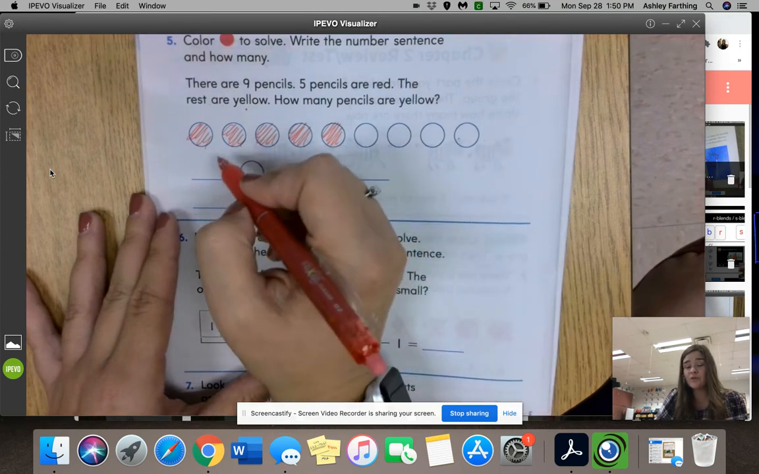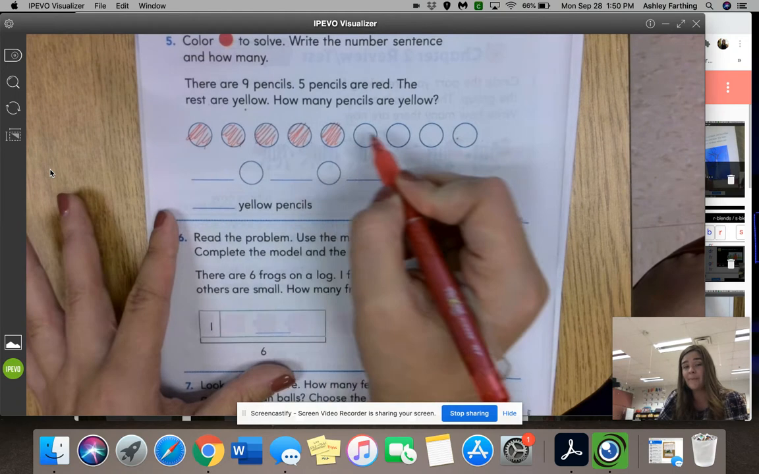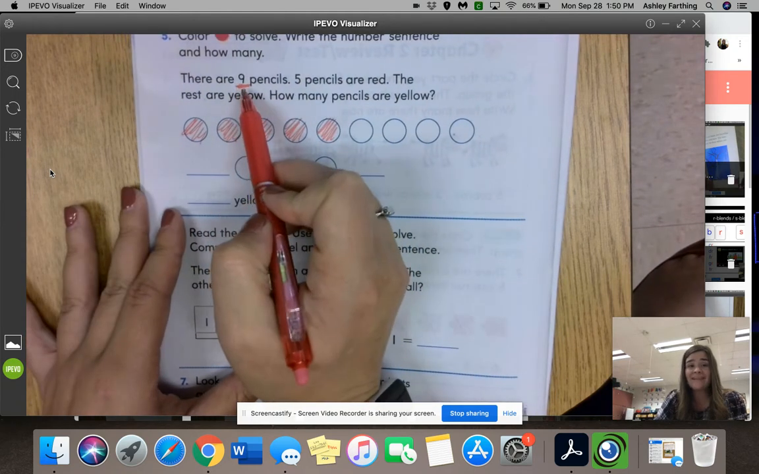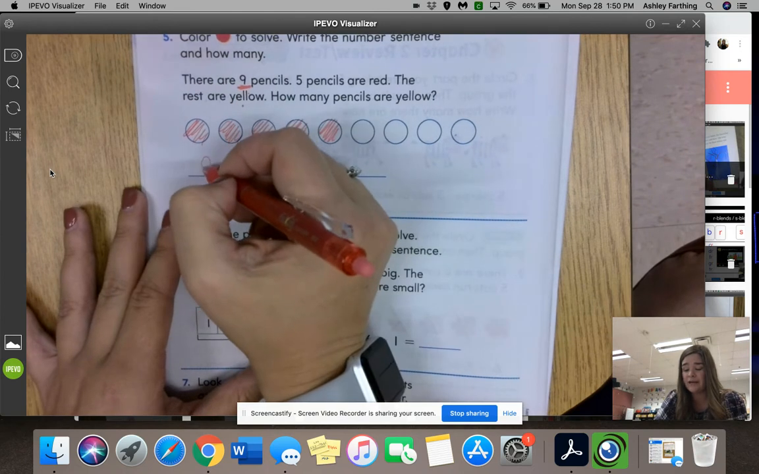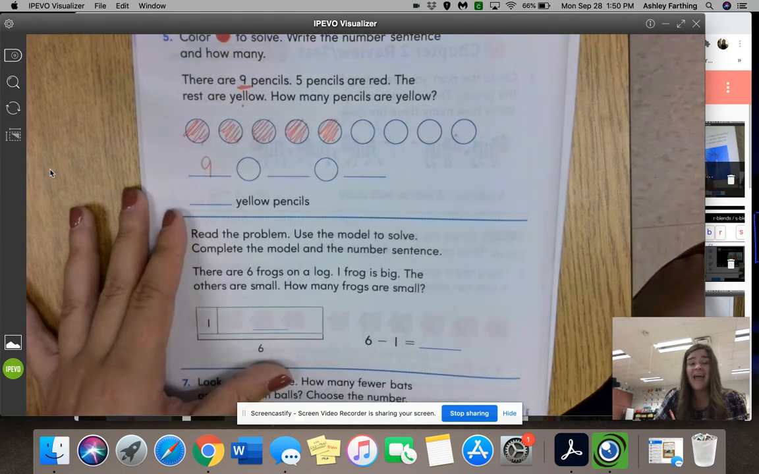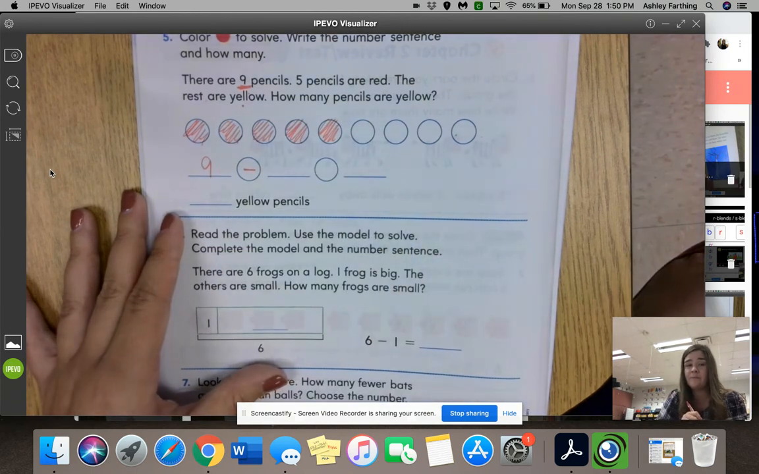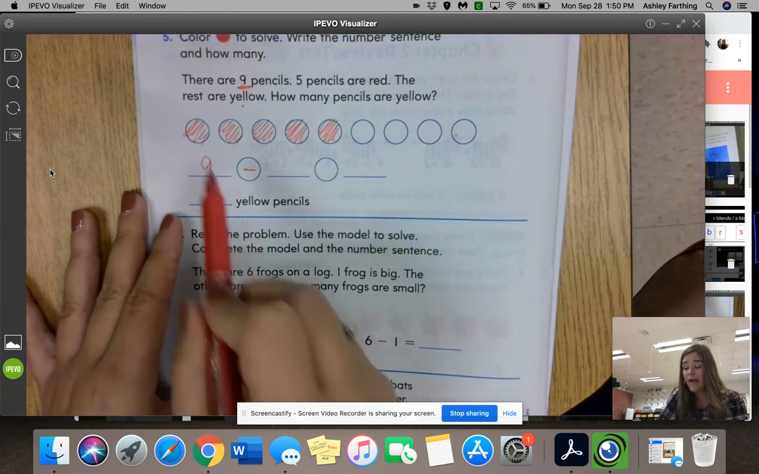So in subtraction, we always start with our bigger number. How many pencils did we start with all together? We started with 9 pencils. So I'm going to put a 9 here. And we're doing subtraction, so I have to have my minus sign. We're not adding.